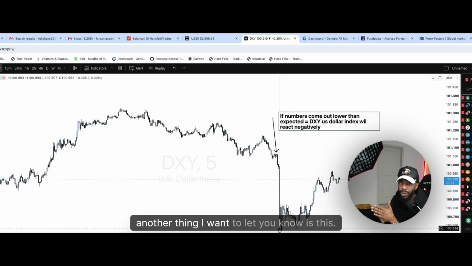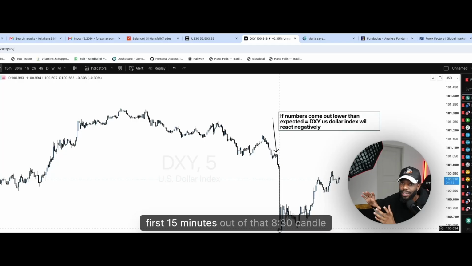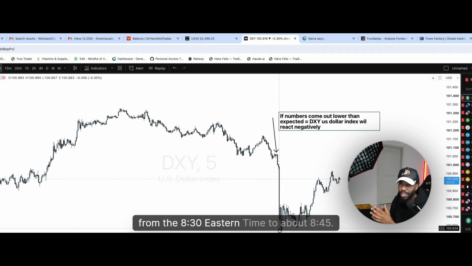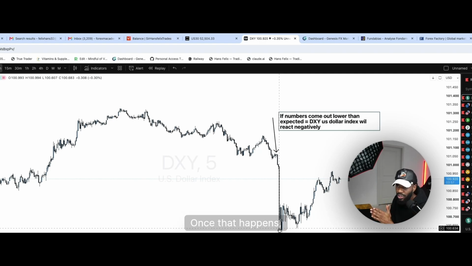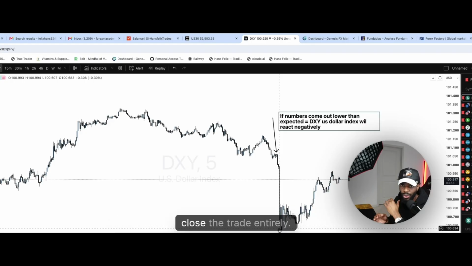Now, another thing I want to let you know is this. If you're going to trade core CPI, you only need the first 15 minutes out of that 8:30 candle, and whatever direction the market is going to go is going to head there with aggressiveness. So you only need to be in a core CPI trade from the 8:30 Eastern time to about 8:45. Once that happens, you really don't have to stay in the trade. You need to start closing partials or you need to close the trade entirely. And I'm going to tell you why.